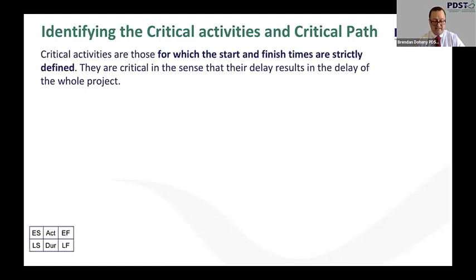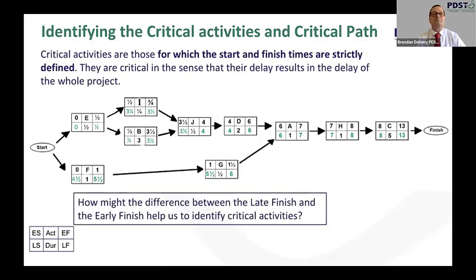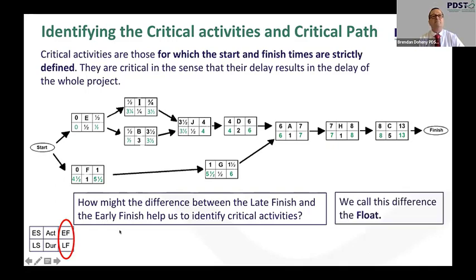So we display our work to date, and we pose the question: how might the difference between the late finish and the early finish help us to identify critical activities? Well, this difference between the late finish and the early finish is actually referred to as a float. So if we do that calculation, we do late finish minus the early finish, 0, 5.5 minus 1 is 4.5, and let's fill it in. And we see there's absolutely no wriggle room for some activities.